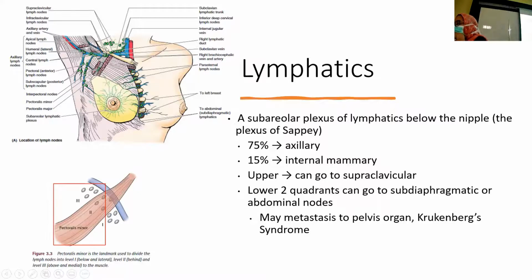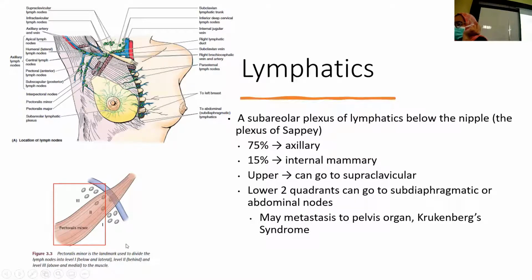The upper part can go into the supraclavicular nodes. The lower two quadrants can go to the subdiaphragmatic abdominal nodes. So here they can metastasize to your liver, and there is also the possibility of metastasis to pelvic organs, giving you Krukenberg syndrome, which is metastasis to your ovary.